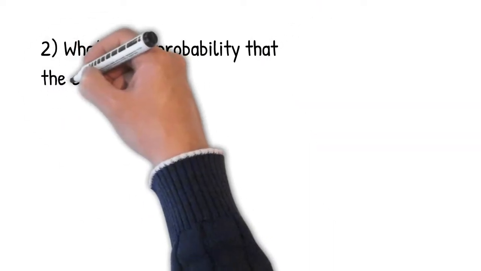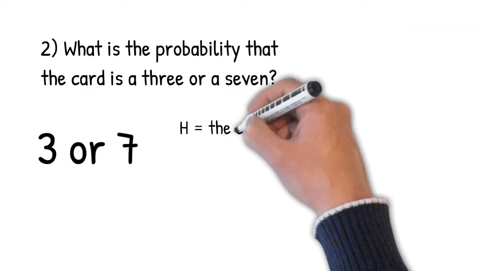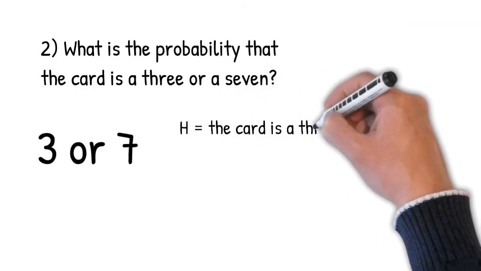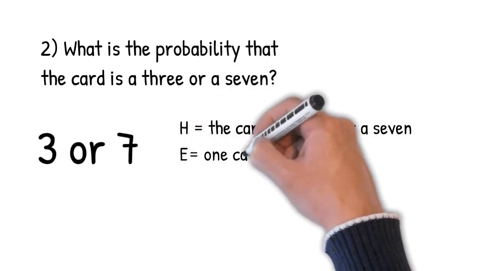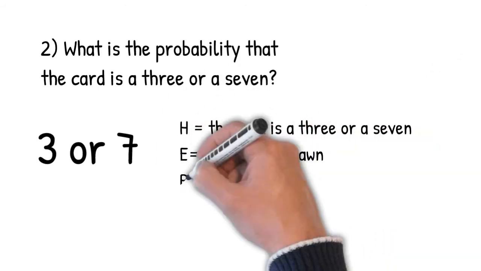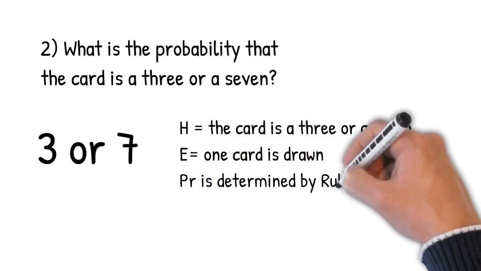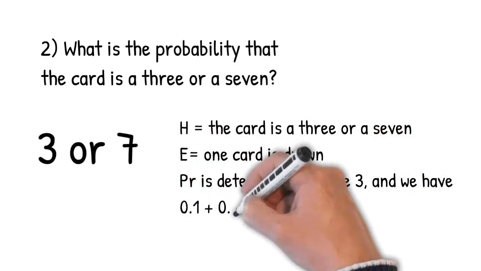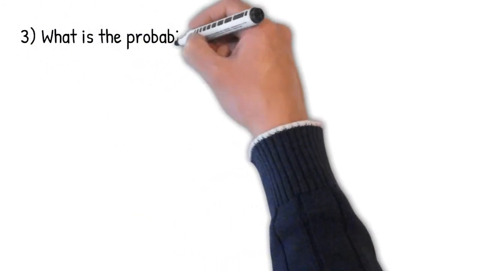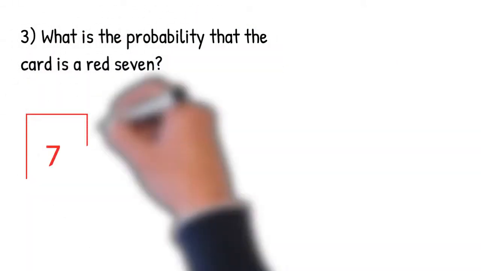Okay, second scenario. What's the probability that the card is a 3 or a 7? Our hypothesis now is that the card is a 3 or a 7. We're still assuming the same evidence, same situation. We're just going to draw one card. Now, in this case, the probability is determined by rule 3. So we're going to need to add our numbers together. We have 0.1 plus 0.1. That's 0.2.